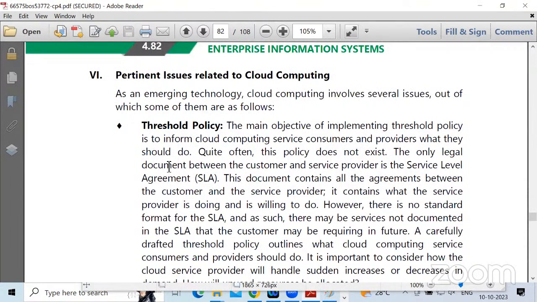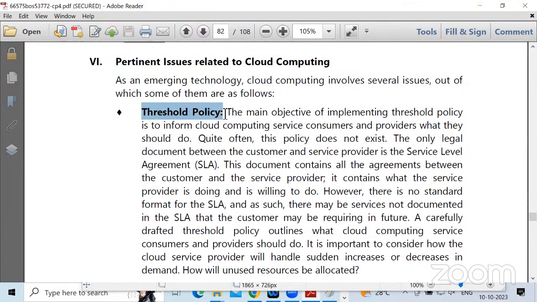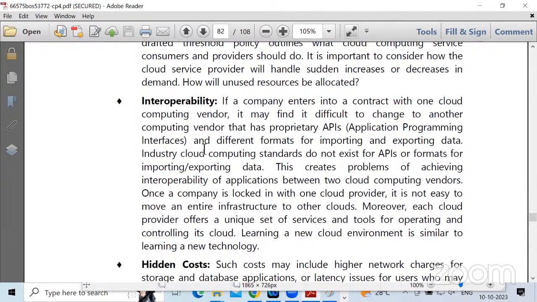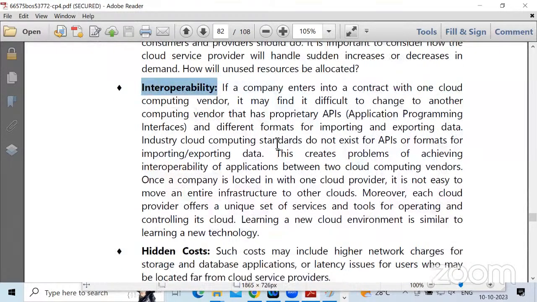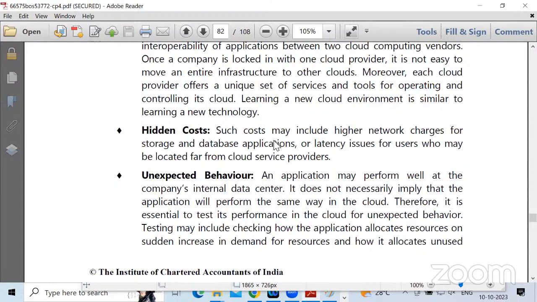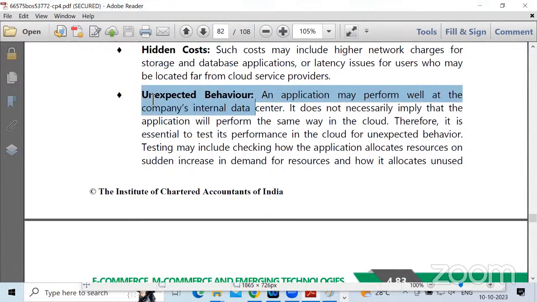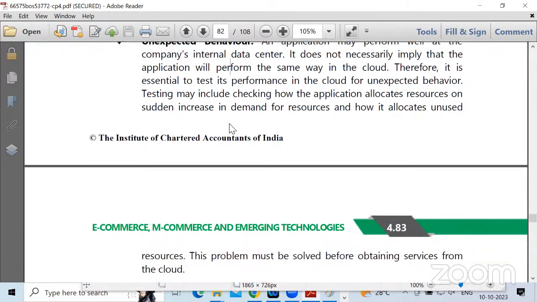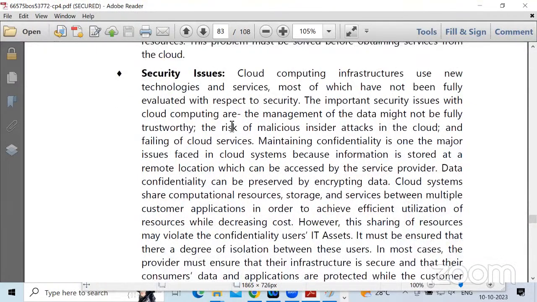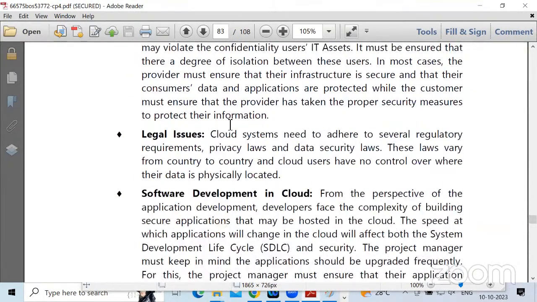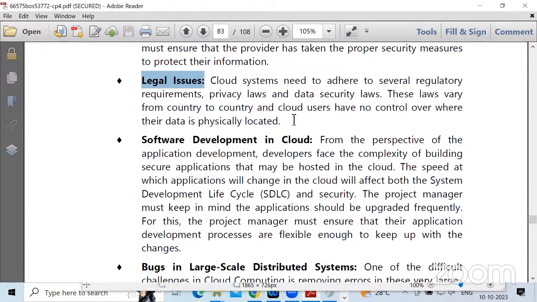The pertinent issues related to cloud computing. First one is threshold policy. It mainly talks about the SLA. In SLA, everything has to be properly incorporated. Interoperability is also an issue. Why? Because you are having one computer software, I am having one, and the cloud computing provider is having another software. Little difficult sometimes. Hidden cost, but it is not so. But anyhow, they are mentioning that. Unexpected behavior: suddenly there is a fault or a failure, unexpectedly it can happen. Security issues, naturally, because it is in the cloud. Legal issues: the cloud is there in the USA, or in Australia, or in Sri Lanka, and the rules or regulations are different from India, UK and USA.